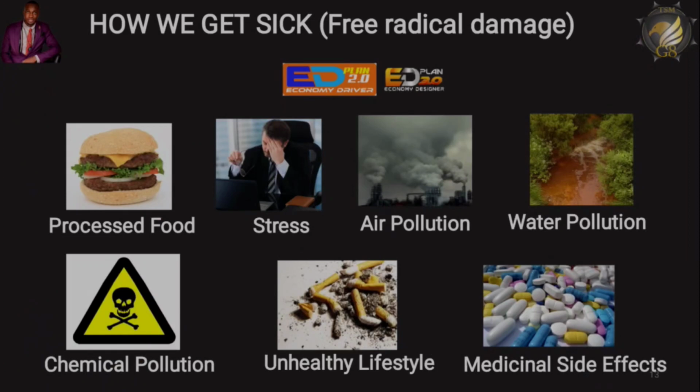We have something we call free radicals. And when you have excess free radicals in our body, they damage our system, our immunity system, our body system. So where do we pick these free radicals? We pick them from processed foods, from stress, from air pollution, from water pollution, from chemical pollution, from unhealthy lifestyle, from medicine side effects. When you do too much exercise, you get free radical damage. When you do not do enough exercise, you get free radical damage. So basically, free radical damage is a byproduct of normal body function.